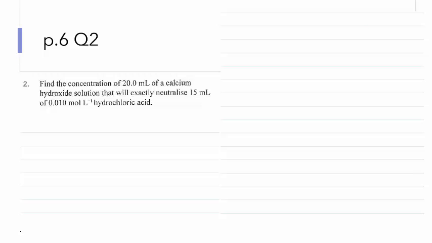Okay, now in this second example over here, it's a very similar situation. We've been given the volume and the concentration of acid, and we've been given the volume of the base, and we need to work out its concentration. So first thing I'm going to do is to write an equation to show the reaction between the two substances. And we can see that in this case, the base reacts with the acid in a 1-to-2 ratio.